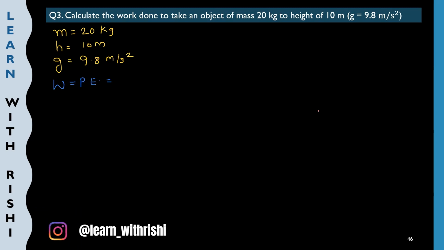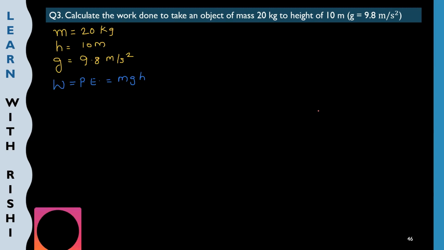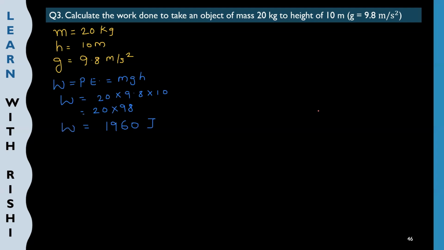Okay. So here I will write work done is nothing but equal to potential energy of the object, which is nothing but equal to mgh. Work done will be equal to mass is 20 kg into 9.8 into height is 10. This will be equal to 20 into 98. 98 into 2 will be 196 and 0. So this will be my answer. Is this answer correct? So here we have found the answer that it is 1960 joules.